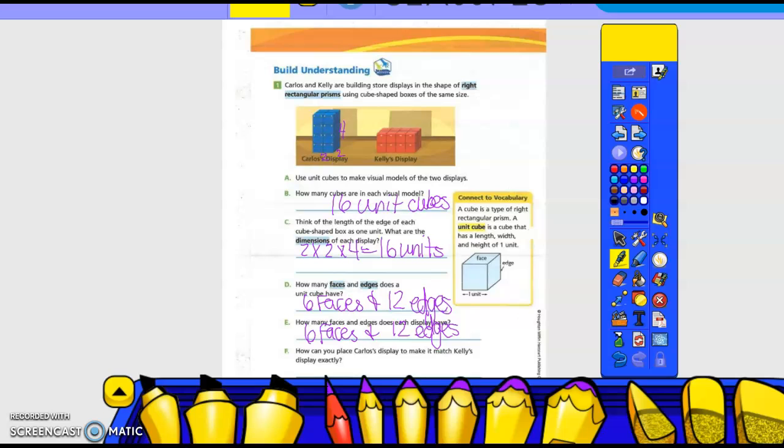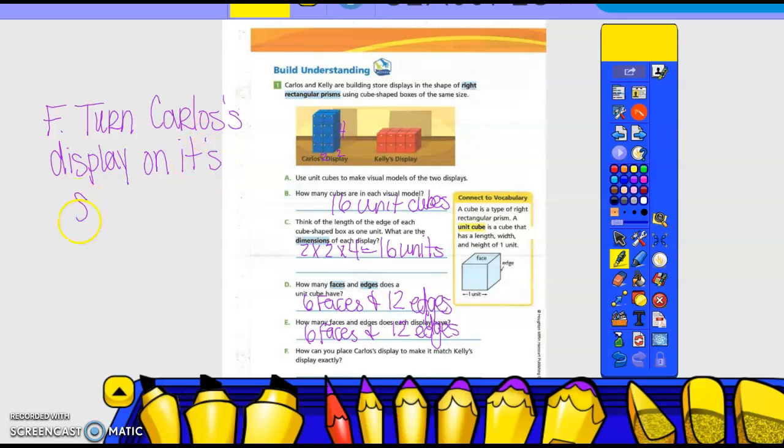How can you place Carlos's display to make it match Kelly's display exactly? So what did we talk about? Carlos's is standing up and hers is on its side. So basically you just need to turn Carlos's on its side. Okay, so letter F, turn Carlos's display on its side. Okay.